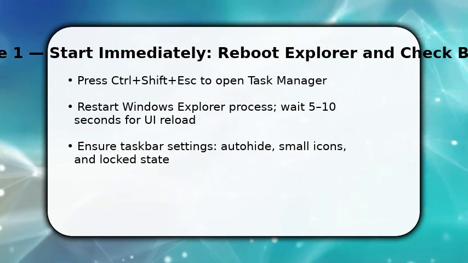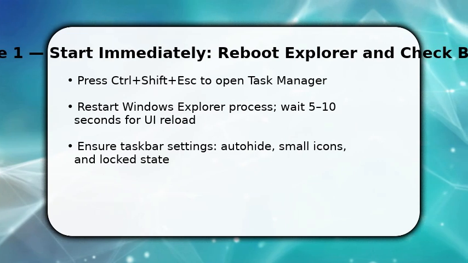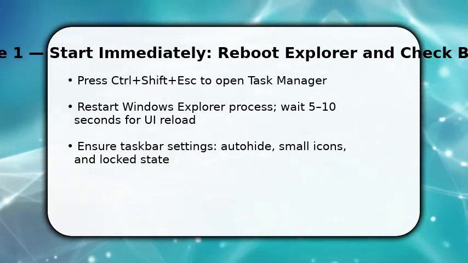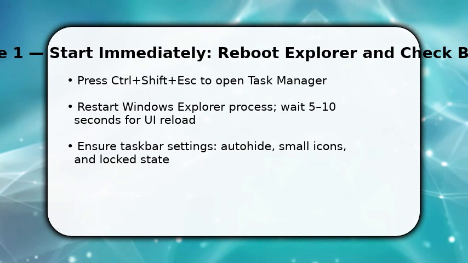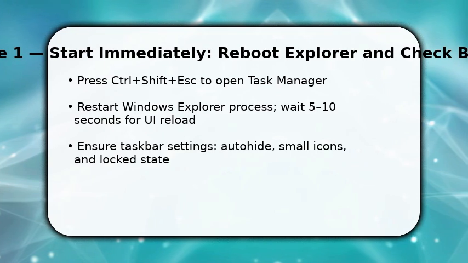Once done, open Settings, Personalization, Taskbar and make sure Auto Hide, small icons, and locking are set as you prefer. Incorrect combinations can hide items. If the taskbar still misbehaves, note what changed before the issue started. That clue narrows the next steps.